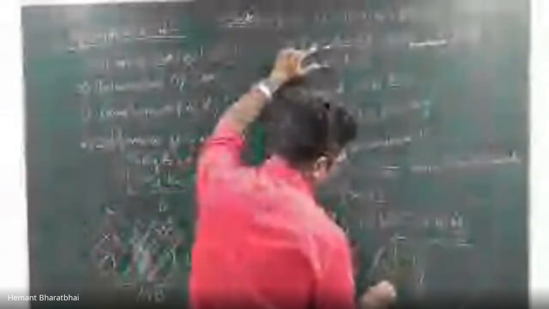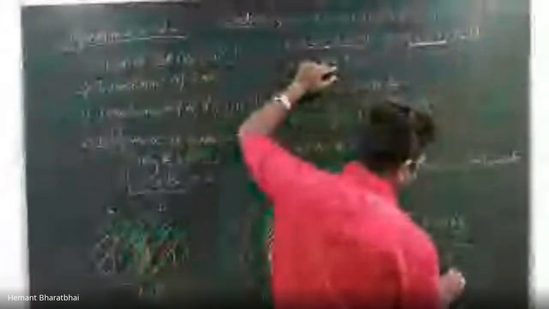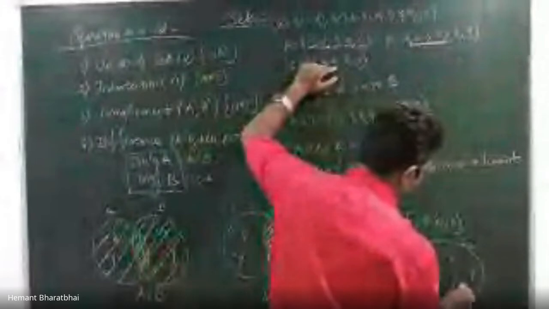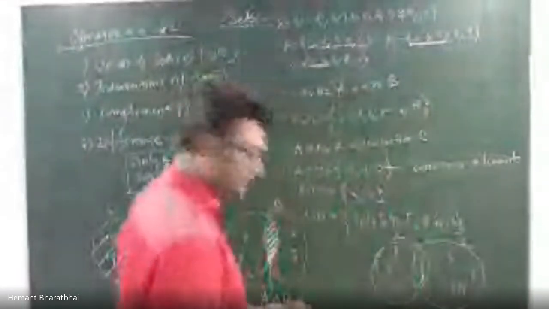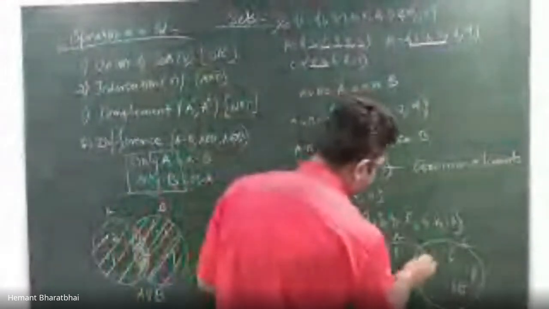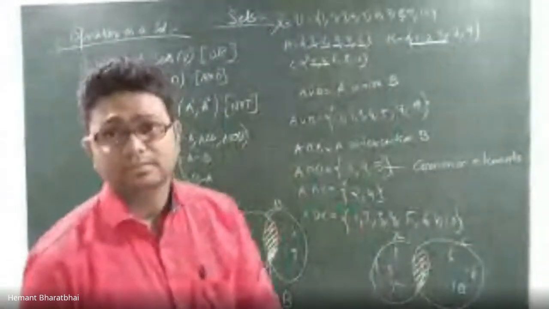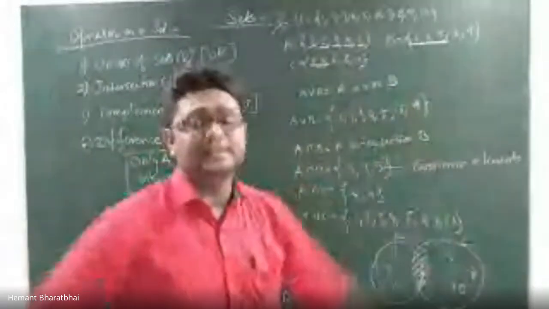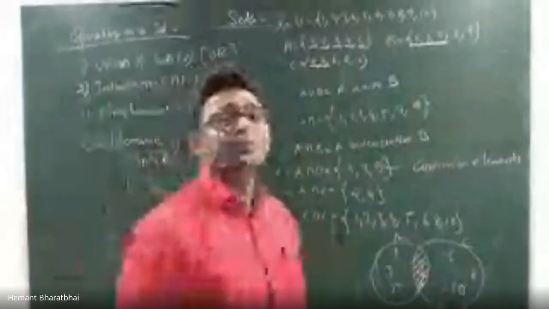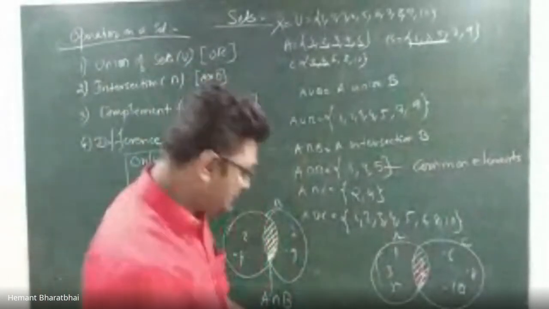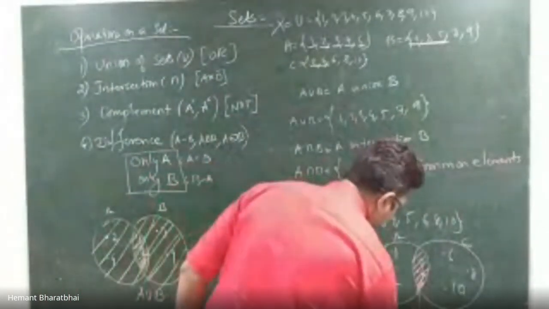1, 3 and 5. Apart from 2 and 4, what other elements are there in C? 6, 8 and 10. So A intersection C, again this shaded portion is A intersection C. So you take any set, any kind of set, always this overlapping region will always indicate A intersection of something.